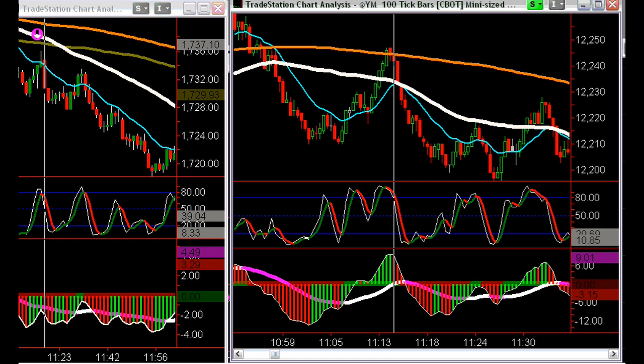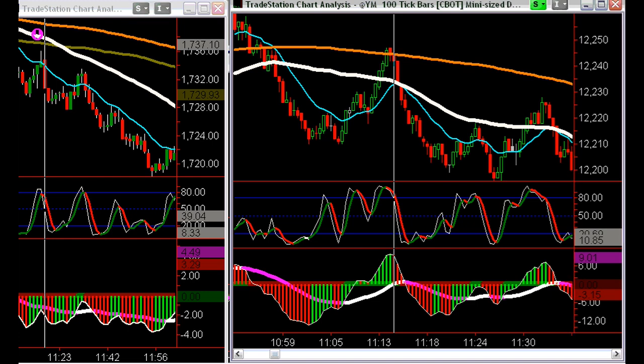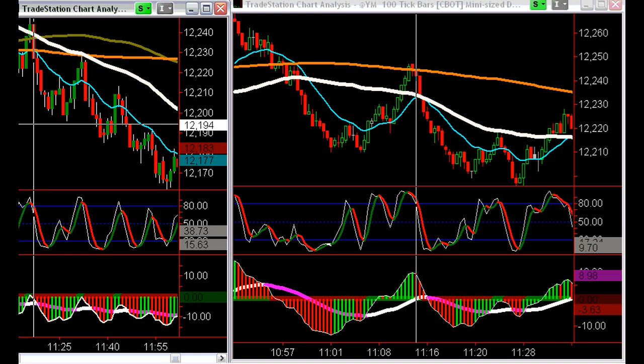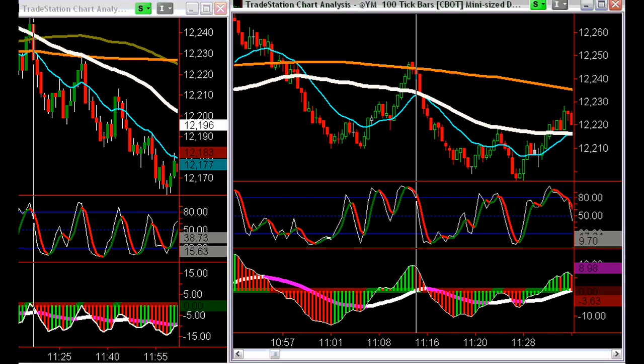Okay, so what I've done now is I have brought up a second chart. And this just happens to be the Dow. Again, it doesn't really make too terribly much difference. Actually, I had to change one of the charts there. So this is the Dow, and we have a 100-tick chart, Dow futures, on the right, and a 300-tick Dow futures on the left. Again, it doesn't really matter which market it is or which time frame.